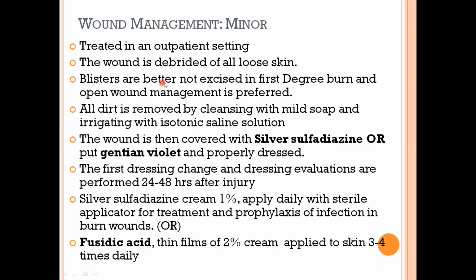Normally, blisters are better not excised in the first degree burn, and open wound management is preferred in the case of minor burn. All dirt is removed by cleaning with a mild soap and irrigating with isotonic saline solution. The irrigation is also a better option for preventing infection. The wound is then covered with silver sulfadiazine or gentian violet and properly dressed.